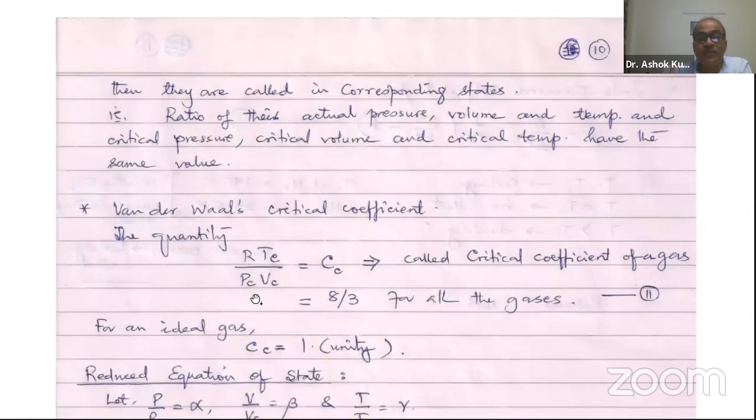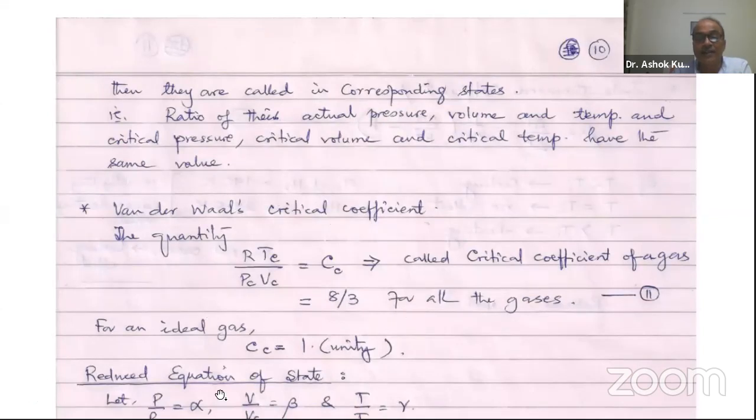PV is equal to RT, so we have written PcVc is equal to RTc in place of PV. So finally, this whole thing is a constant, and this constant is called the critical coefficient of a gas. Surprisingly, for a gas whose critical temperature is more, automatically the Pc and Vc are so adjusted that for all the gases it becomes equal to 8 by 3. So this is for a real gas.